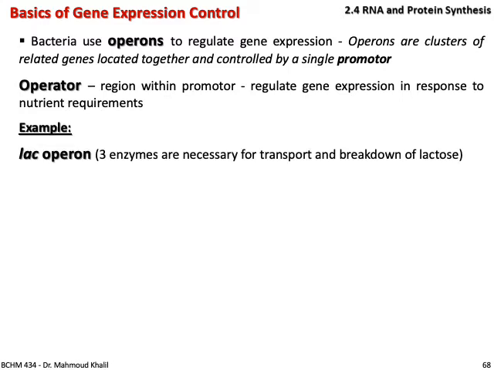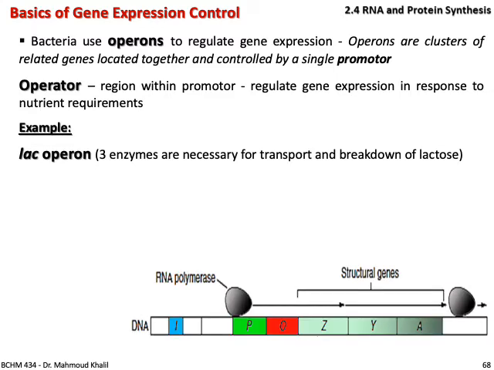We'll take the lac operon as an example. The lac operon controls the formation of the messenger RNA of three enzymes which are necessary for transport and breakdown of lactose. If you can see, the three genes are Z, Y, and A. These are the structural genes. And the RNA polymerase is located on the promoter region, which is followed by the operator region, which is in red. Okay, this is a DNA sequence.